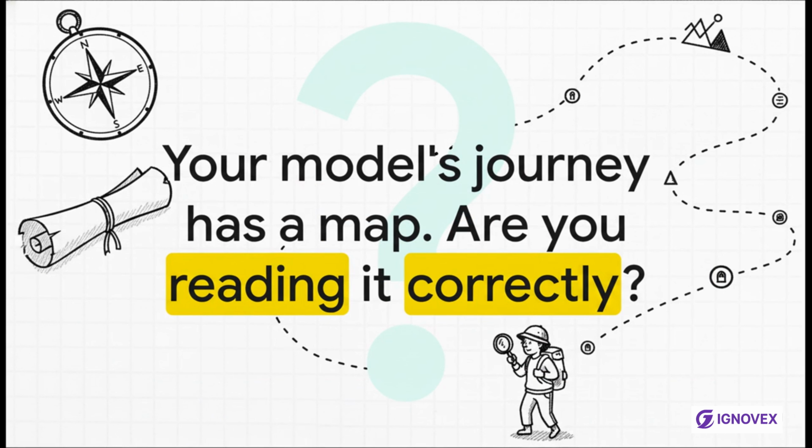So, I'll leave you with this thought. Every single time you hit train on a model, you are sending an explorer out on a critical journey. And whether you realize it or not, you're giving it a map. The only question is, are you giving it the right one?